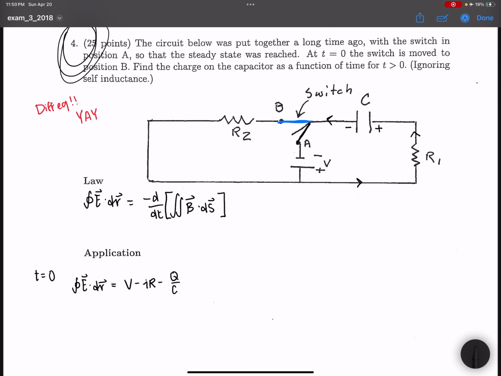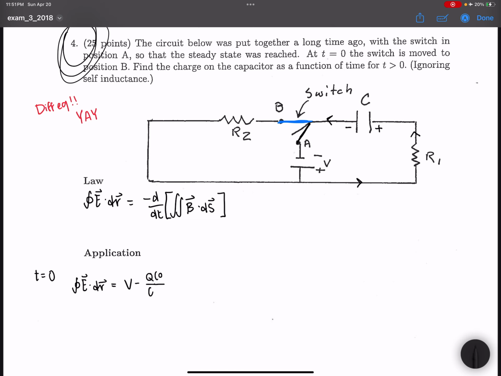Okay. So, what we need first is the left-hand side of Faraday's law. There's no IR because it's steady state, so the current is 0. I was wondering about that, because it would be a really advanced differential equation if I weren't 0. That means we just have V minus Q over C, and remember that's Q of t, really Q of 0 because we're evaluating this at 0. And that equals 0.